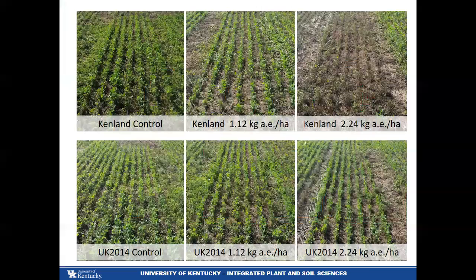At the low rate of 1.12, UK is still very full. This is 1 week after harvest, the regrowth ratings. So you can see some thinning on the lines of Kenland. And at the high rate of 2.24, Kenland is fried, and the UK is still regrowing pretty well. Kenland will still regrow from that, so by the occasion of next harvest, they will be similar. But in 1 week after harvest, that's what we observe.